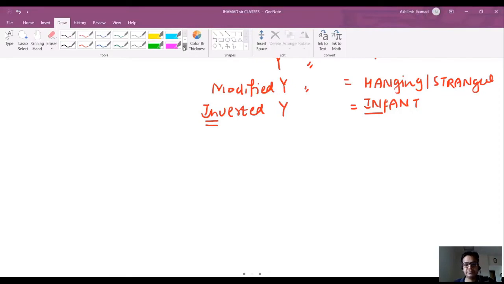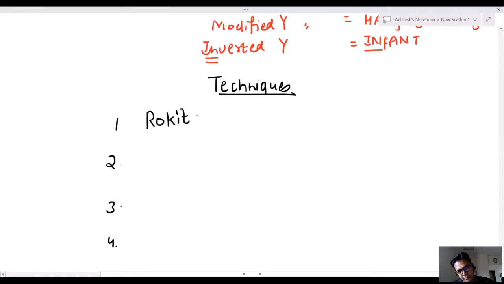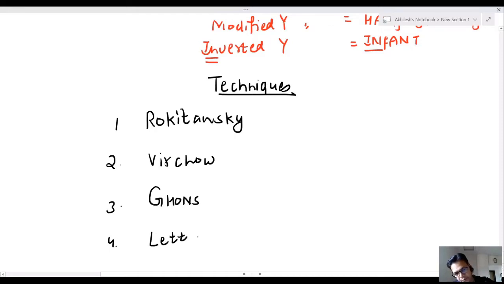Most common is I shape. Y shape; modified Y shape is done in hanging and strangulation; inverted is in infants. Now, sir, what are postmortem techniques? There are 4 methods: first is Rokitansky, second is Virchow, third is Gons, fourth is Letulle. Now, how to remember?